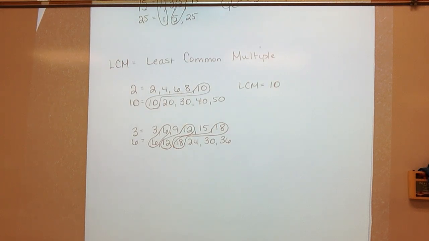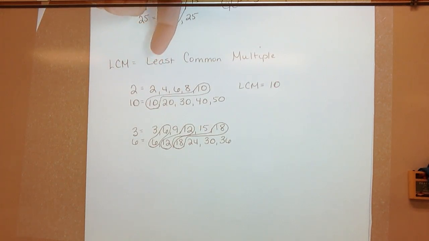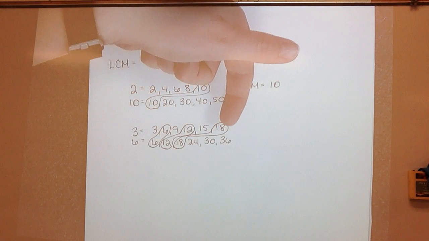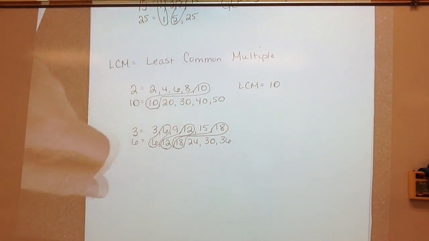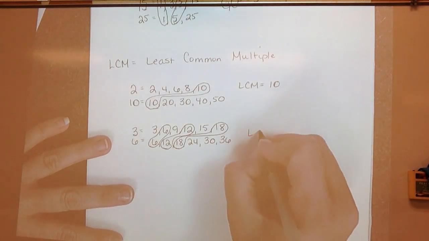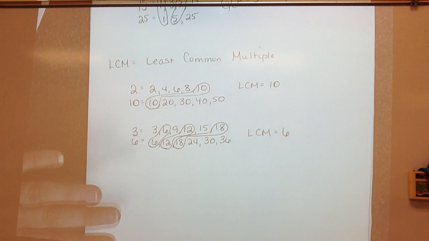I've got to go back and look at my word here. I am looking for the least, the smallest number that they have in common. So I'm no longer looking at the biggest number. I'm looking at the smallest number they have in common. So the LCM of 3 and 6 is 6.